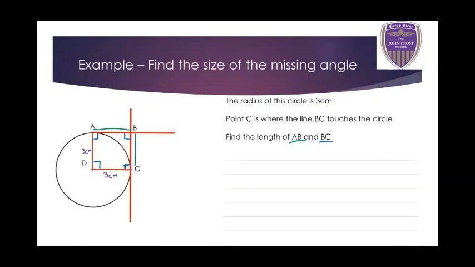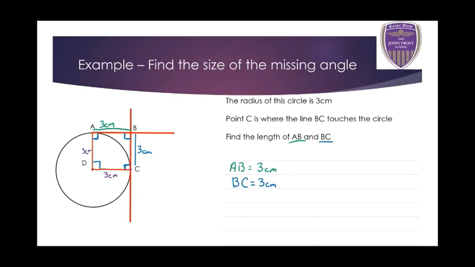So that means that line AB has to be 3 centimeters, and so does line BC. The only way the shape can possibly work, if we know that 2 sides, a vertical and a horizontal side, are 3 centimeters, is if the other 2 sides are 3 centimeters as well. So BC equals 3 centimeters, and AB also equals 3 centimeters as well.